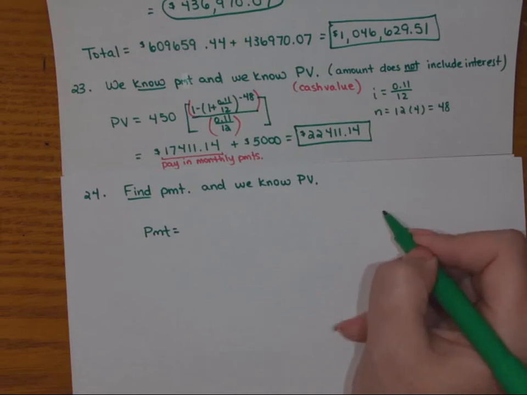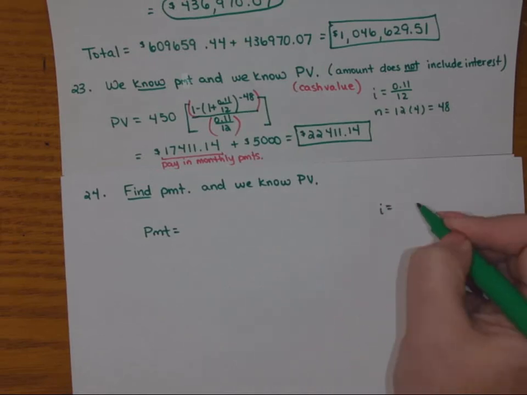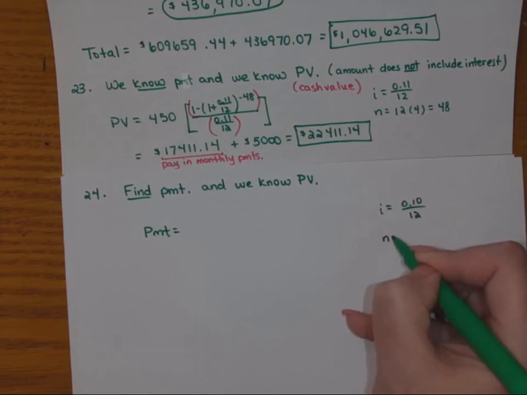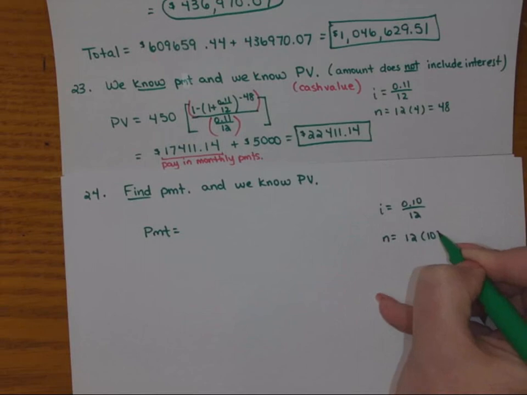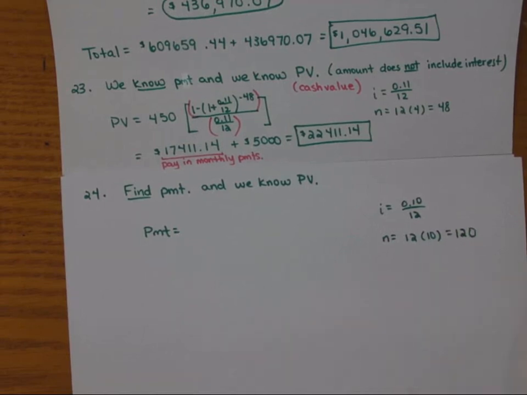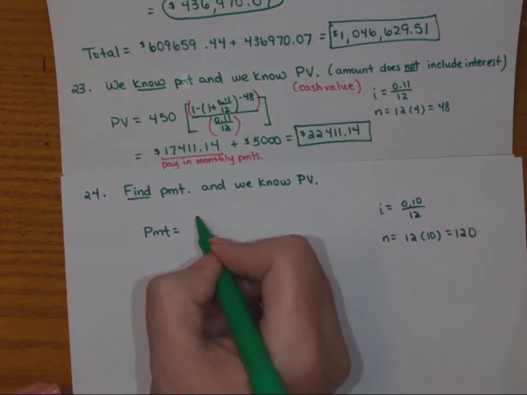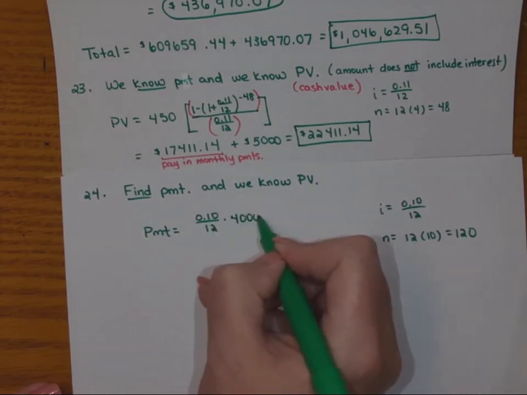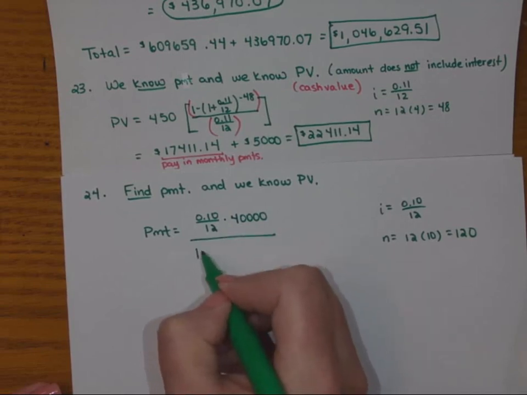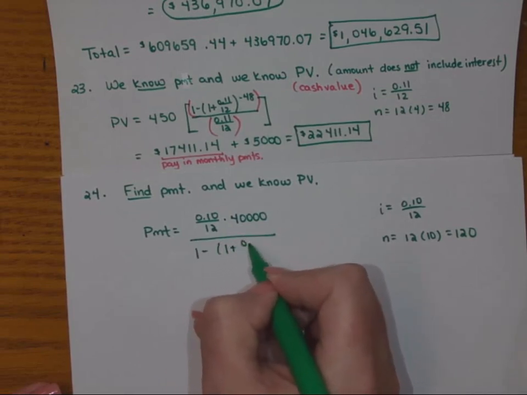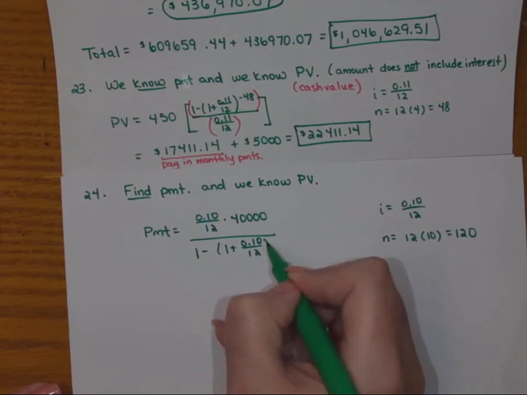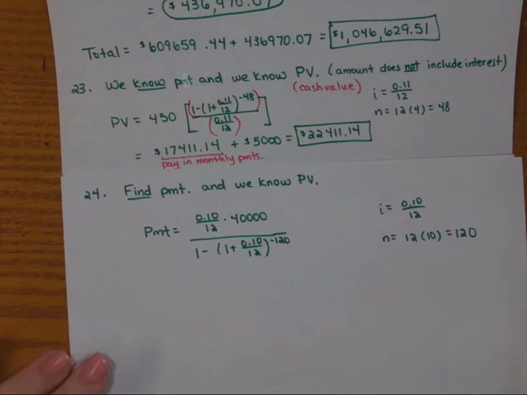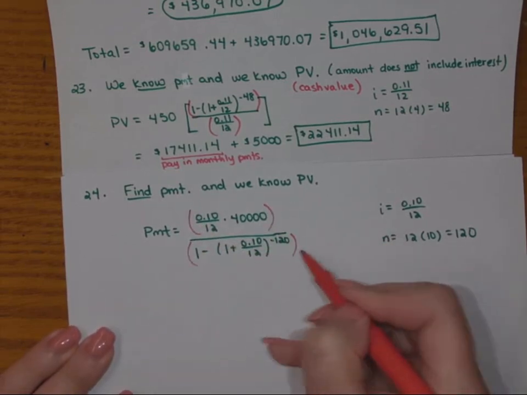Let's figure out our I real quick. So the interest is going to be 10% over 12, right? And then N is going to be monthly for 10 years, so 120. So when we want to know payment, remember it looks like this. It looks like the interest quantity times the present value, which is 40,000, and then over 1 minus parentheses 1 plus that same fraction, but raised to the negative 120 power. Okay, and as usual, we insert parentheses.